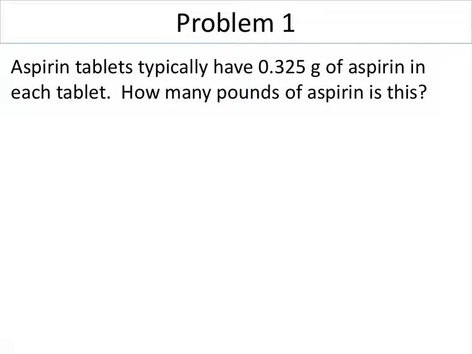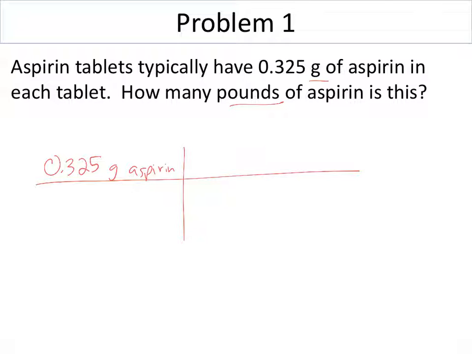So, let's get started. Aspirin tablets typically contain 0.325 grams of aspirin. How many pounds of aspirin is this? Yes, again, this is not a typical chemistry question. This is just to review conversions. So for conversions, I set up a table, and I start with what I know. What I know is 0.325 grams of aspirin. Writing the units may take a little bit extra time, but I find that it's really helpful if you ever are really struggling with conversions, is write out your units.